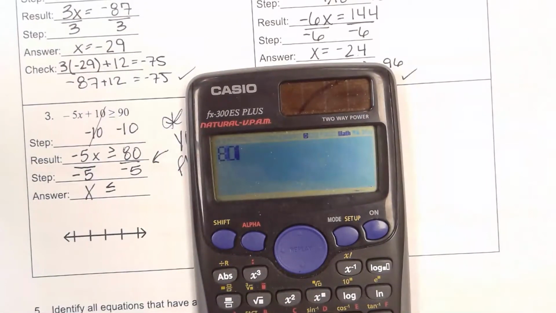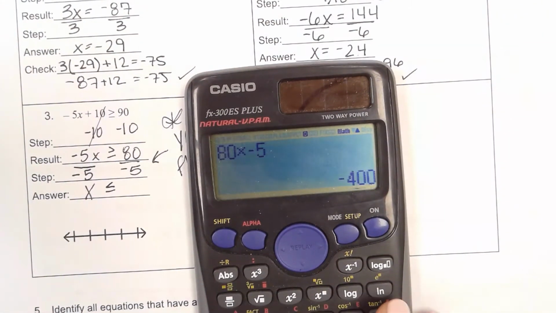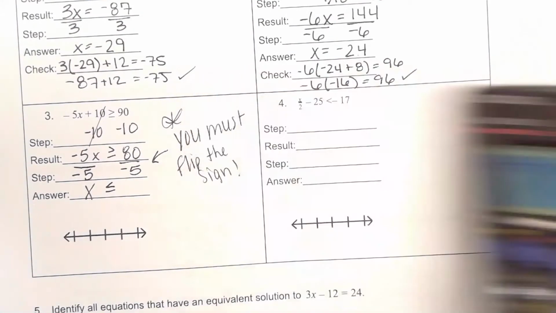So then 80 divided by negative 5 is a negative 16.